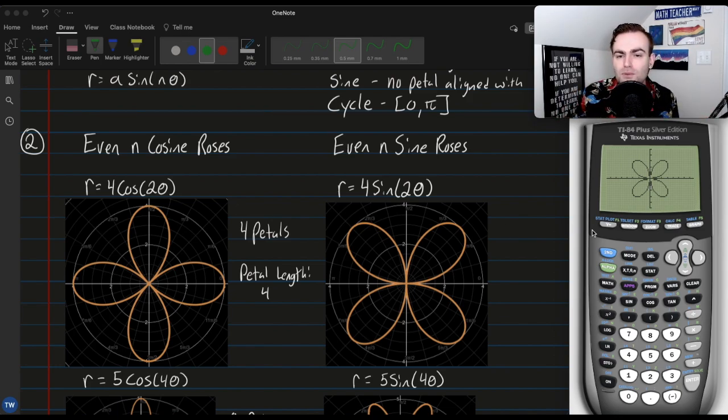What happens if we do longer petals, so 5, and we change the 2 to a 4. Well, it's going to go super fast now.